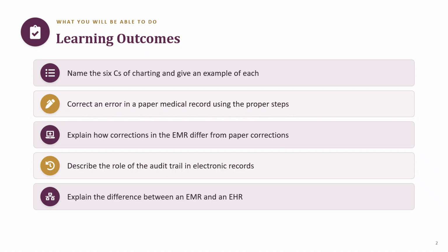Third, explain how correcting the EMR differs from correcting paper because you do not handle them in the same way. Fourth, describe the audit trail, which is the feature that makes electronic corrections trustworthy. And fifth, explain the difference between an EMR and an EHR, two terms people use interchangeably, even though they're not quite the same thing. These build on each other, so let's start with the foundation, the 6 C's of charting.